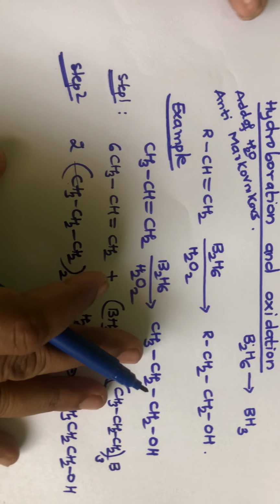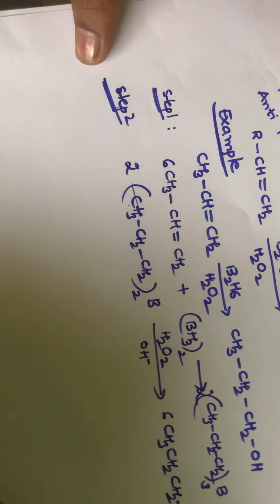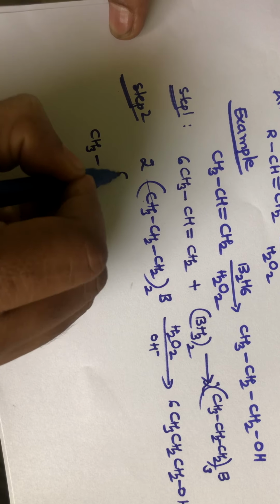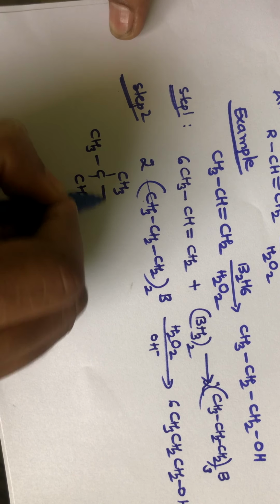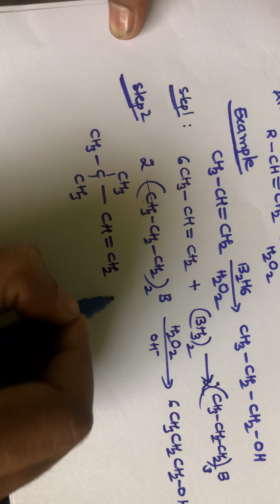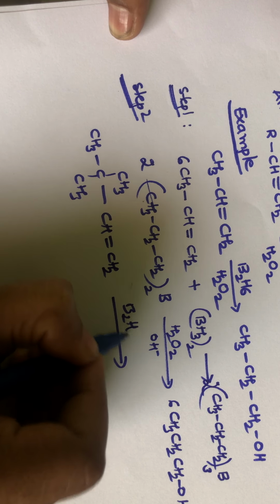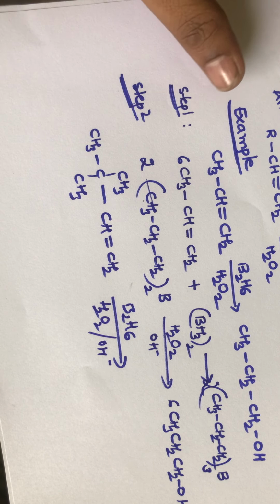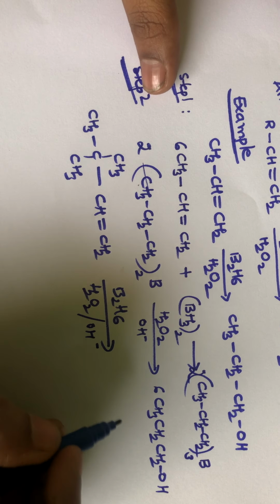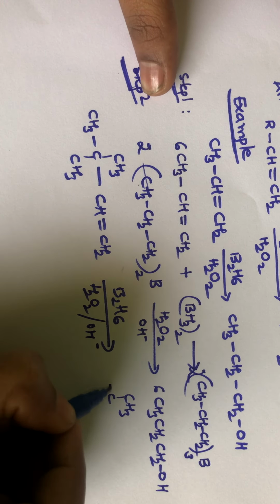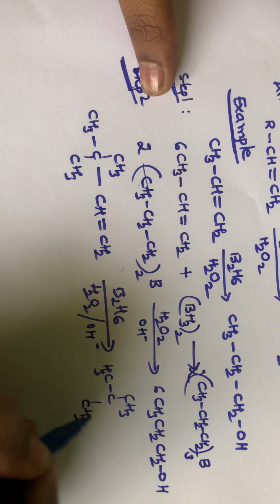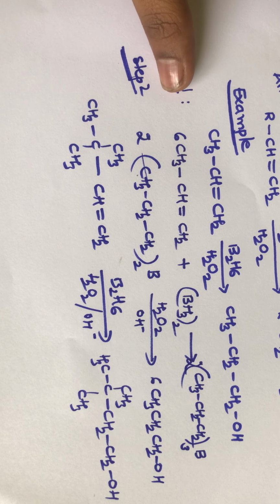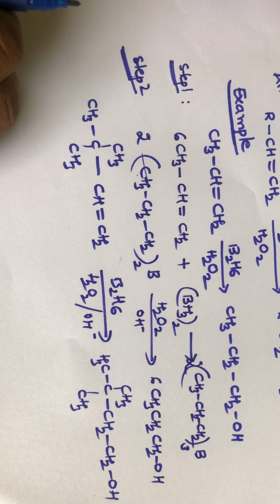To give you some other examples, whatever may be the case, you can directly write the product. For example, we have the compound CH3CH double bond CH2, B2H6, H2O2 in the presence of a base. What happens? Hydroboration oxidation is anti-Markovnikov addition of water. CH3CH2CH2OH.